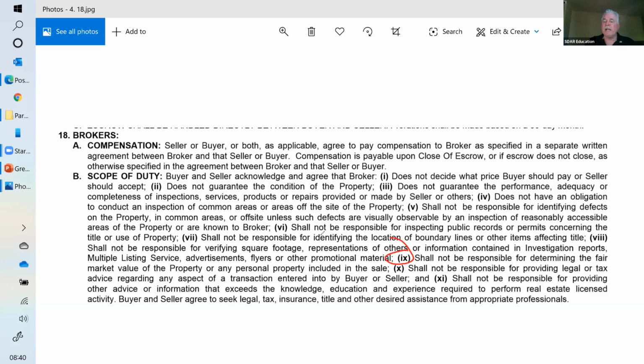Okay, and then this is a good one. Number 9, brokers shall not be responsible for determining the fair market value of the property. We don't know. We're not appraisers, right? If you are, then you need to make sure you separate the 2 licenses. Just like me, I have a law degree, big deal. I'm not a practicing attorney. I'm a real estate broker, and I happen to have a law degree. I keep those 2 very, very distinct. So, not responsible for fair market value of the property or any personal property.